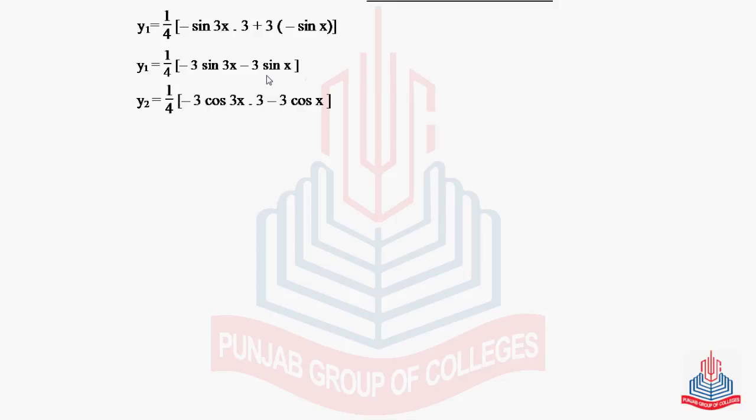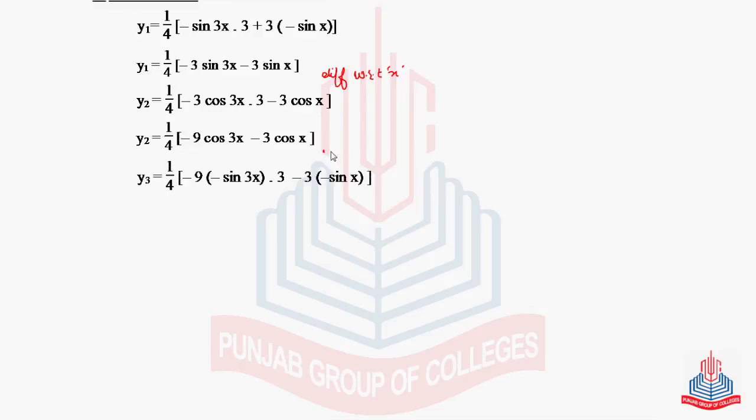Again differentiate with respect to x. So we have y2 on the left hand side, and the right hand side will be this minus 3 as a constant, sin 3x. As we did in our first part, the derivative of sin 3x will be cos 3x, and the derivative of this angle 3x will be 3. Similarly, minus 3 will be a constant term, so the derivative of sin x will be cos x. So y2 will be minus 9 cos 3x minus 3 cos x, multiplied by this constant 1 by 4. Now again differentiating with respect to x to find the third derivative.